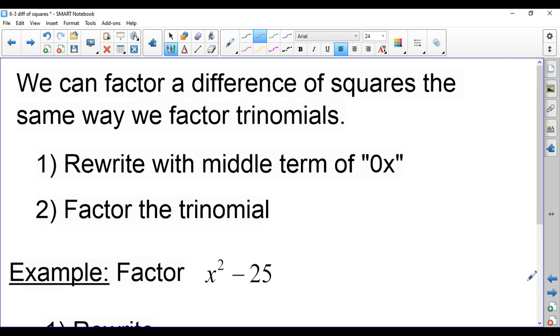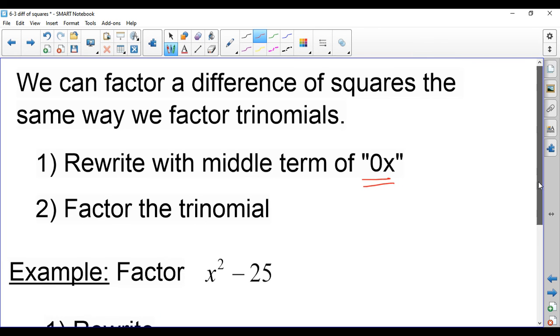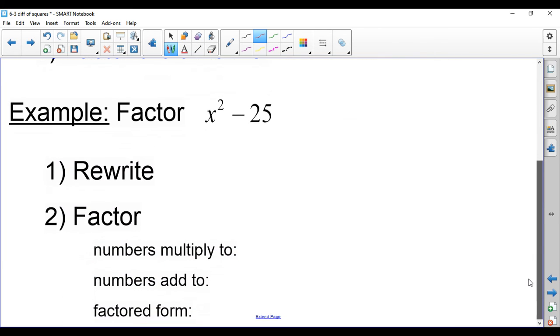We can factor a difference of squares the same way we factor our trinomials. When we do this, we rewrite the middle term. There is no middle term, so there is 0x. And then we can factor the trinomial like we have been. So if I have x squared minus 25, that's x squared plus 0x minus 25.